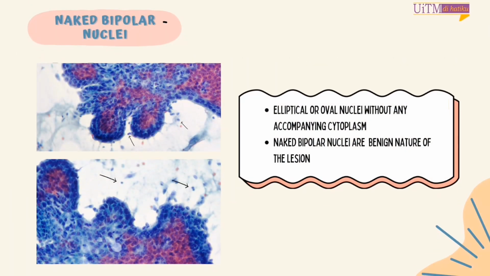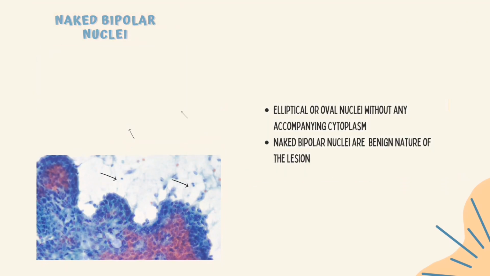Lastly is naked bipolar nuclei. Naked bipolar nuclei are elliptical or oval nuclei without any cytoplasm. Naked bipolar nuclei also indicate the benign nature of the lesion.